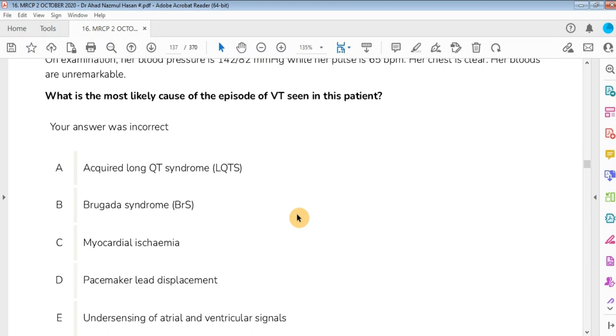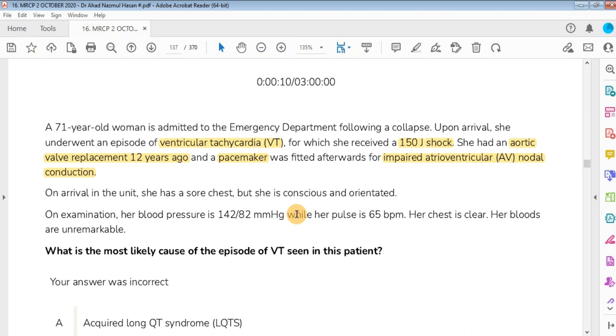What is the most likely cause of the episode of VT seen in this patient? Options: acquired long QT syndrome, Brugada syndrome, myocardial ischemia, pacemaker lead displacement, undersensing of atrial and ventricular signals. A 70-year-old woman is admitted to the emergency department following a collapse. Upon arrival, she underwent an episode of ventricular tachycardia for which she received a 150 J shock. She had an aortic valve replacement 12 years ago, and a pacemaker was fitted afterwards for impaired atrioventricular nodal conduction.